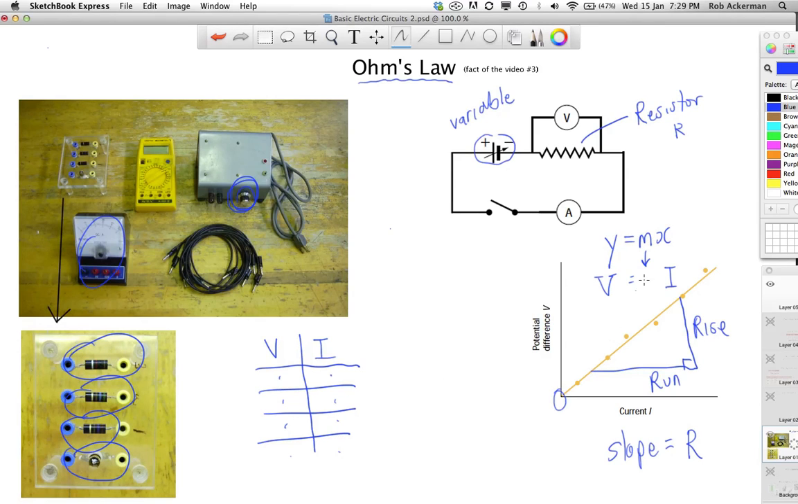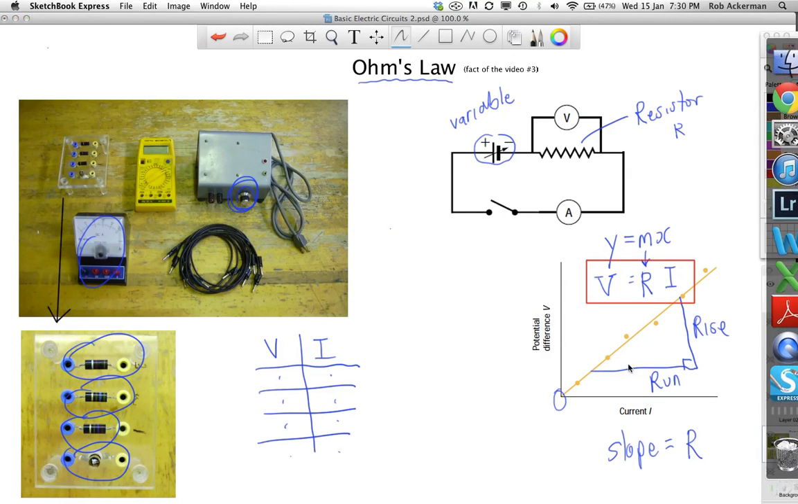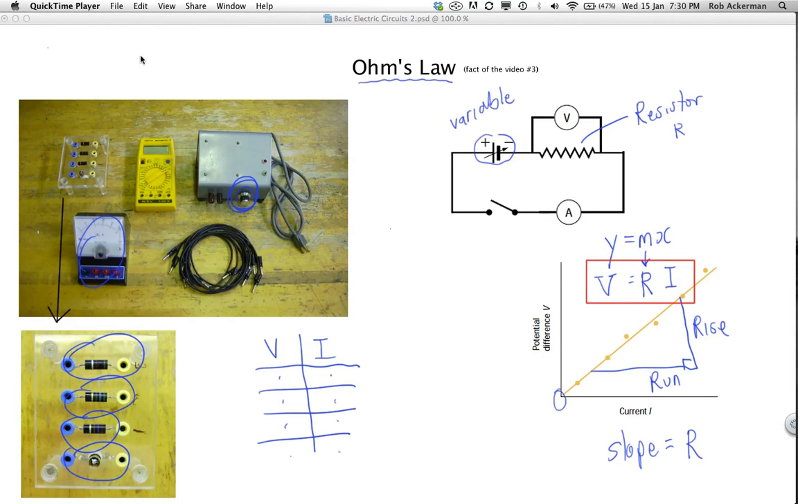And so we come to realize that V equals R times I. And this is what we call Ohm's law. That is the third fact of the video. I'd like you to memorize this formula. V equals RI. Okay, just going to pause the video for a sec, this time properly.